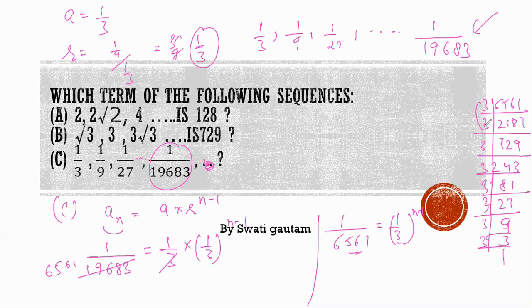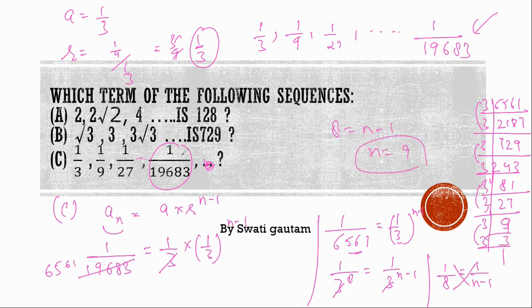So how many 3s are there? 2, 4, 6, 8. So it will be 3 raised to the power 8 is equals to 1 by 3 raised to the power n minus 1. Now the bases are same, so the bases get cancelled out. So the final part is 1 by 8 is equals to n. Let's cross multiply it. When you cross it, it will become 8 is equals to n minus 1. So n is equals to 1 plus 8, which is 9. So this one is the 9th term in the GP sequence, right?